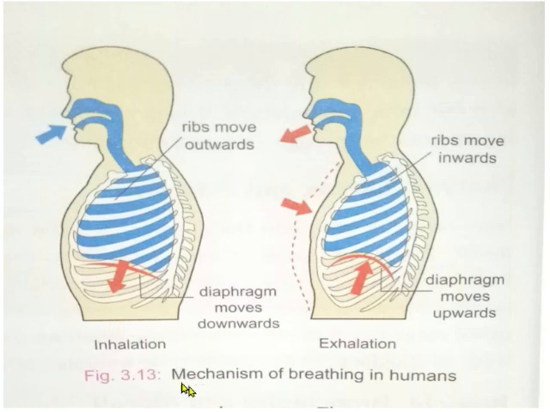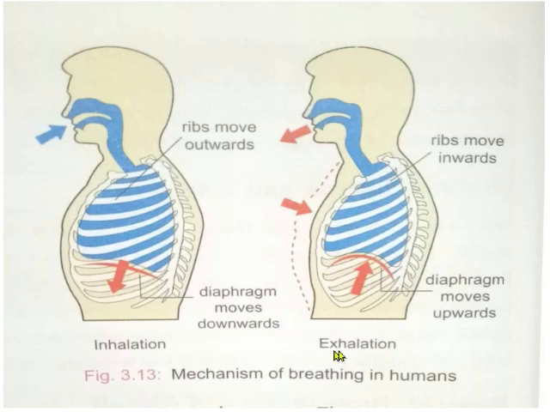Now come to the mechanism of breathing. Ribs move outwards and diaphragm moves downwards, due to which the space inside the chest increases. To fill this increased space, the air from atmosphere rushes inside the lungs from the nose or mouth. This process is called inhalation. When the air is inside the lungs, the oxygen present in the air is absorbed by the lungs.